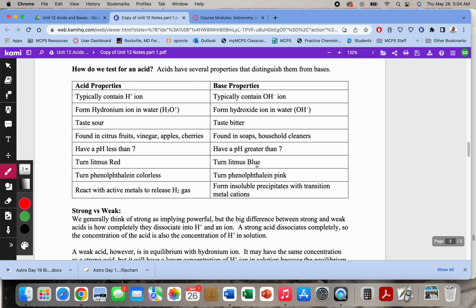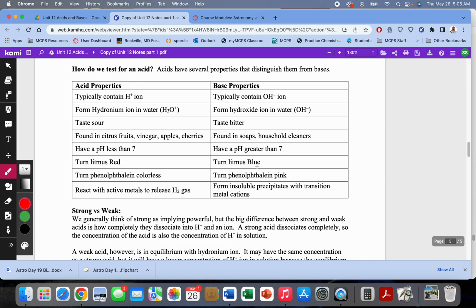Phenolphthalein is another acid-base indicator. It is actually colorless in the presence of acid, right, and pink in the presence of base. Litmus is red in the presence of acid and blue in the presence of base. And you may have heard of things like a litmus test. A litmus test means something that's either this or that because it comes from acid-base testing where it's either red or blue. Acids also react with active metals. So we think of acids as being corrosive because they can react with active metals to release hydrogen.